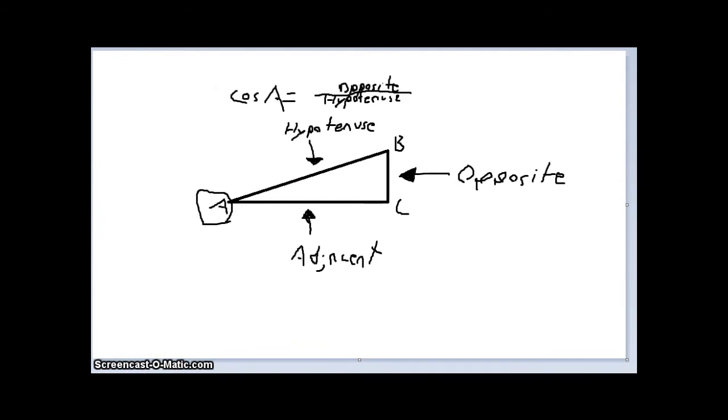The cosine ratio of angle A is the measure of BC, or the opposite side, over the measure of AB, or the hypotenuse. This can be used in the same way that you use the tangent and sine ratio, where you can find the measure of angle A if you don't know that, or you could find the measure of one of those sides, the hypotenuse or the opposite side.